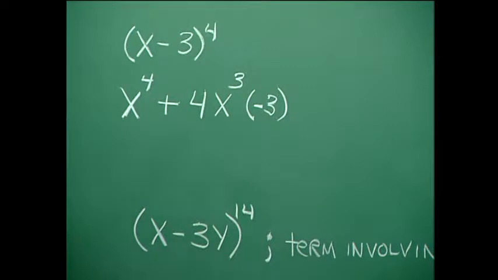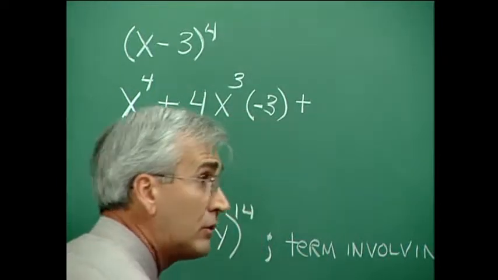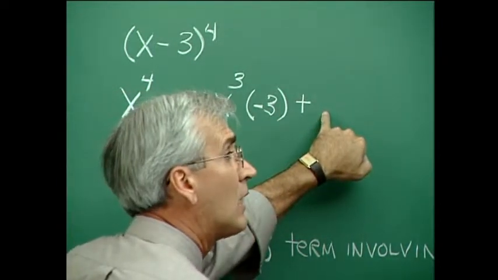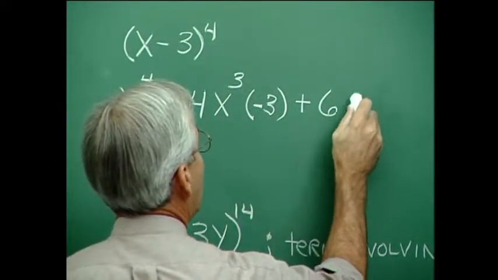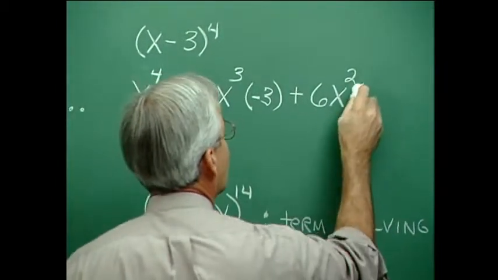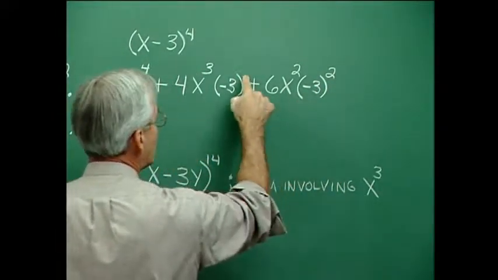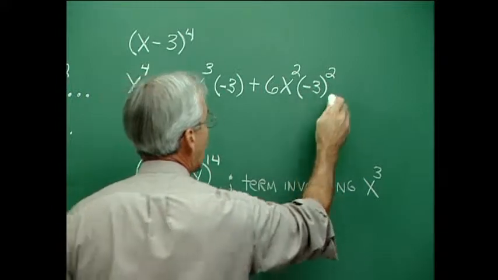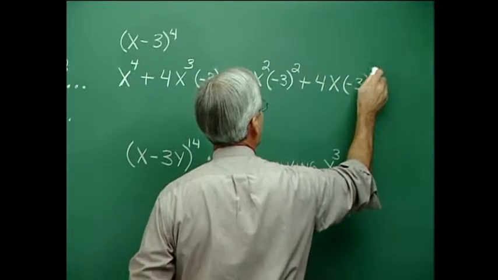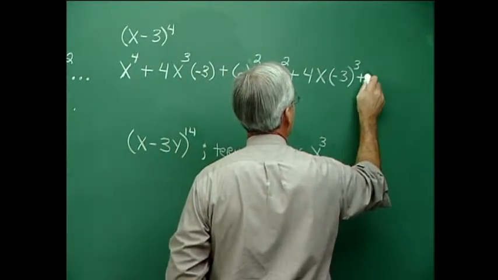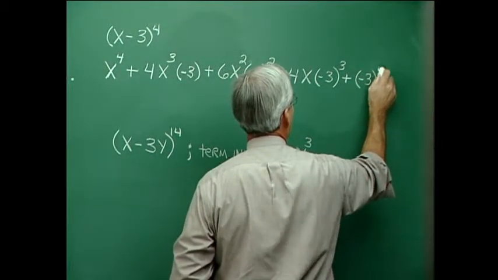And I recommend that you do that. And then for the next term, let's see, I'm going to look over at the Pascal's triangle to tell me about this naturally occurring coefficient. So I'll look over there at the 4th level and I see that it's a 6. Okay, so it's a 6, and then x will appear squared, and then the second part of the binomial will appear squared also, increasing the exponent on that second item. And then the next item is 4x, and then negative 3 appears cubed. And then the negative 3 appears to the 4th power.